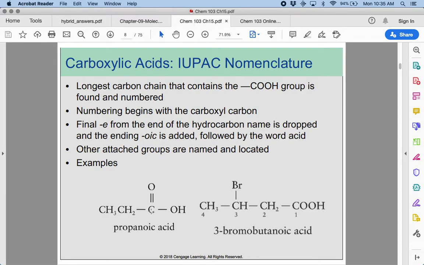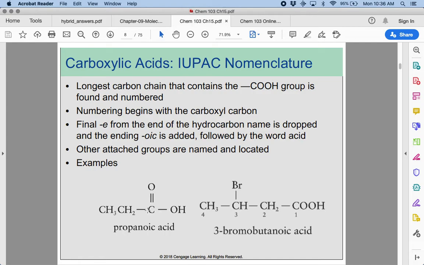We're always going to start with the carbonyl carbon of the carbon chain as number 1. That makes it pretty easy in terms of your numbering system. The carboxyl carbon will always be the number 1 position. Then, for the ending of the alkane name, meth, eth, prop, but, and so on, we're going to chop off the E and add oic acid to it.